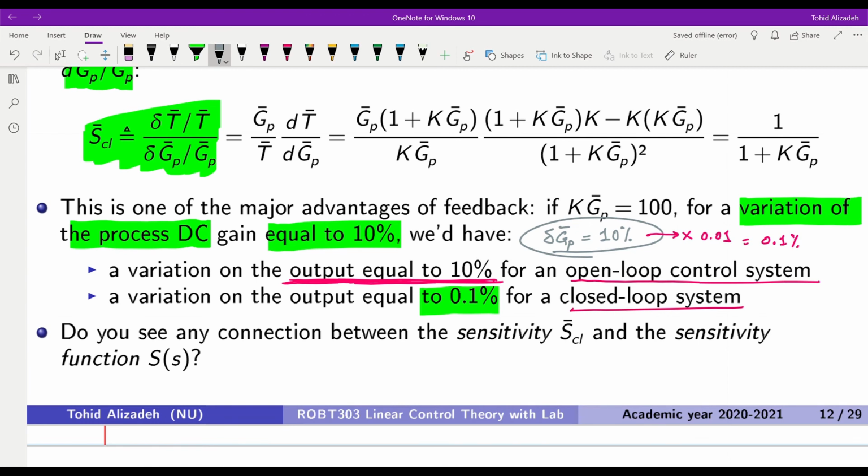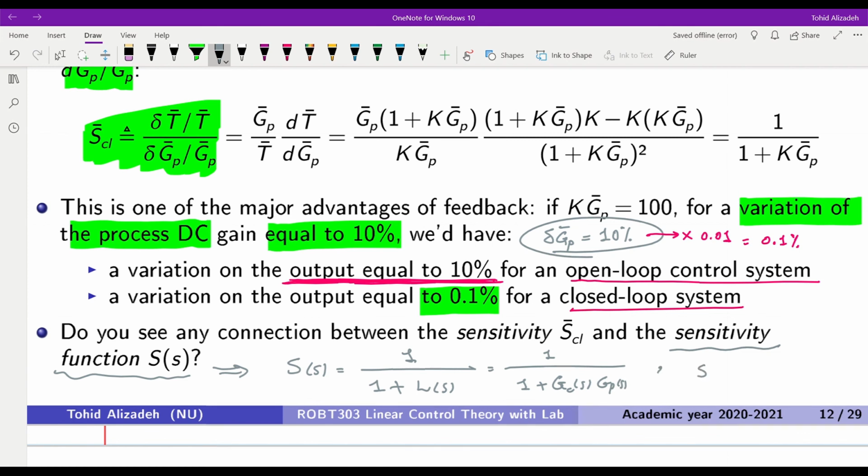You should also remember how we define the sensitivity function. S of s, I will remind you again here, S of s was equal to 1 over 1 plus L of s, which is equal to 1 over 1 plus GC times GP of s. On the other hand, for the closed loop sensitivity, we have found it equal to 1 over 1 plus GC bar times GP bar. And I hope you could see the relation over here, the relation between the closed loop sensitivity and the sensitivity function that we just defined in the previous lecture.